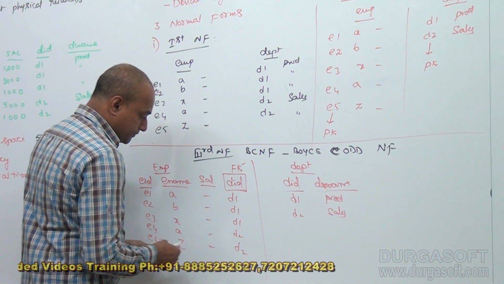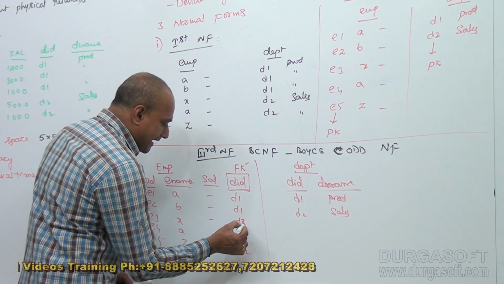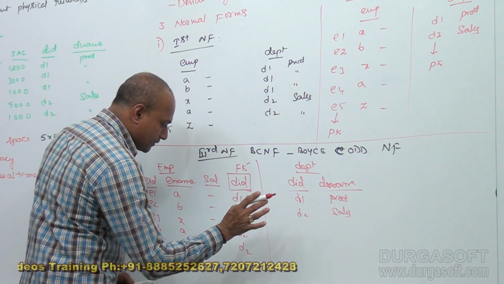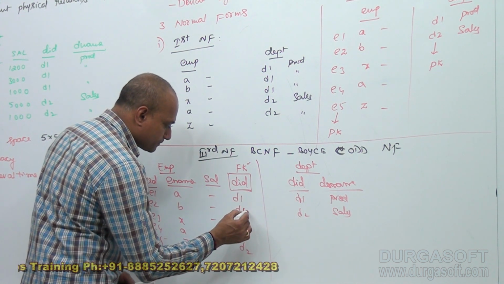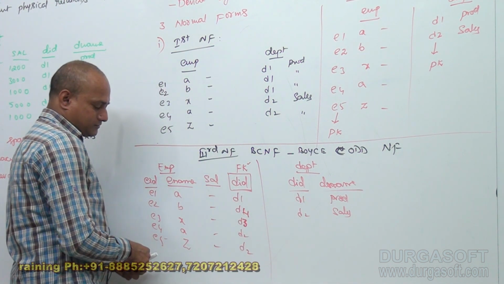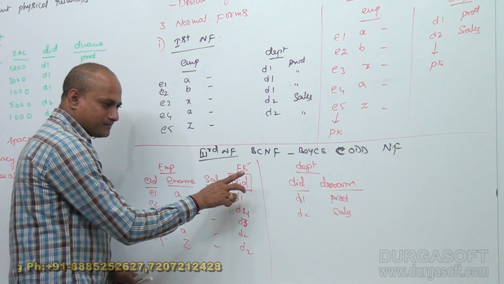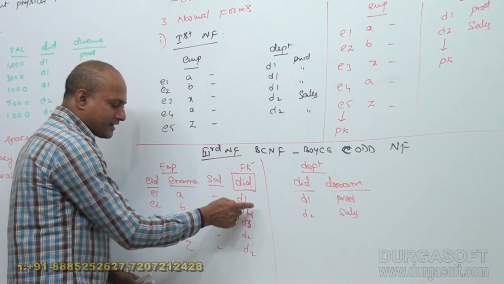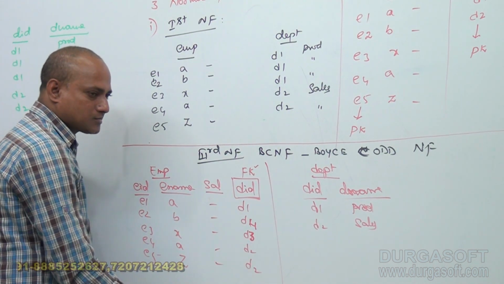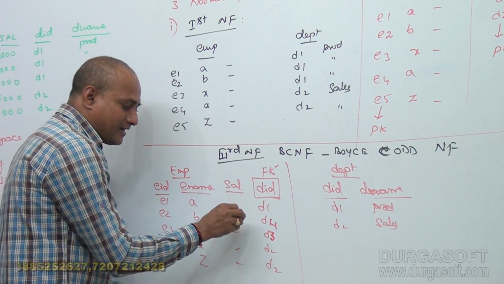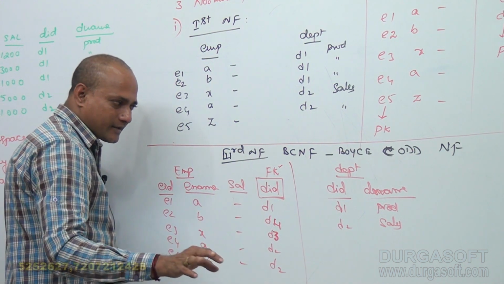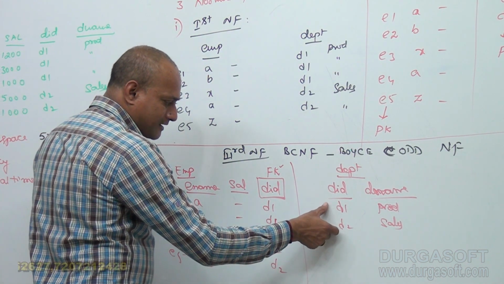Suppose if it is accepting D3, actually it will not accept D3 and D4. Then if it is accepting D4 and D3, there is no foreign key constraint. If there is no foreign key constraint, it will accept other values also. If it is accepting other values, listen carefully, how many number of departments you have?